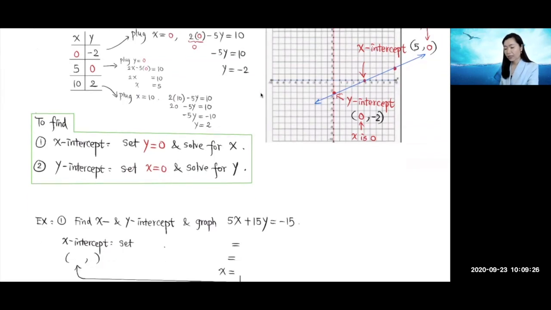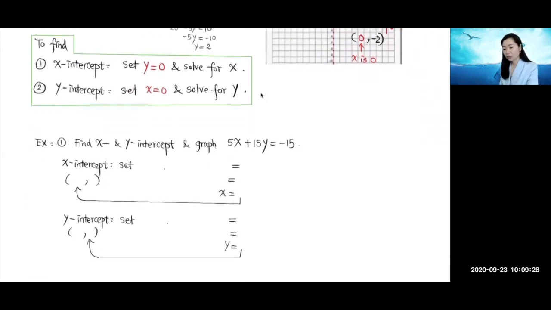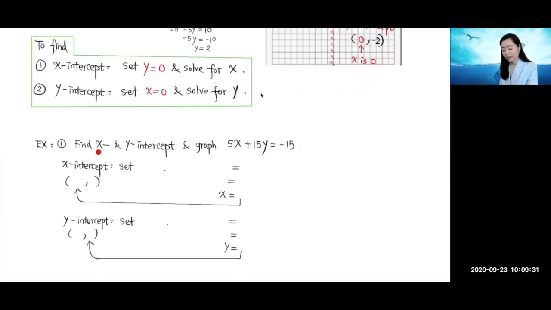Okay. Now here's one example. We're trying to find the x and y-intercepts of this equation, and then we graph this equation. So for the x-intercept, what do we set equal to 0? x or y? Well, some people say it's always the opposite. For the x-intercept, we're going to set y equal to 0. Okay, so set y equal to 0.